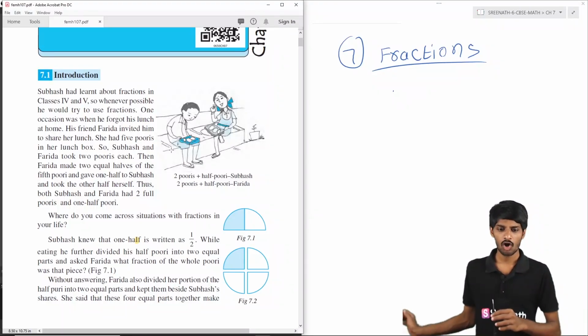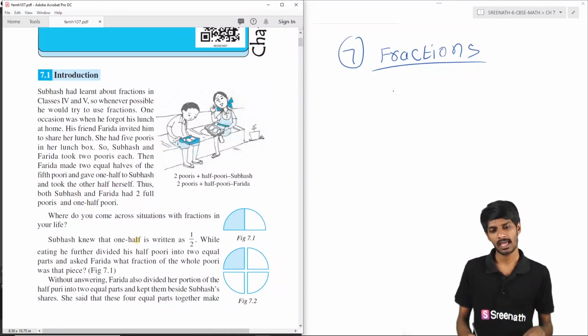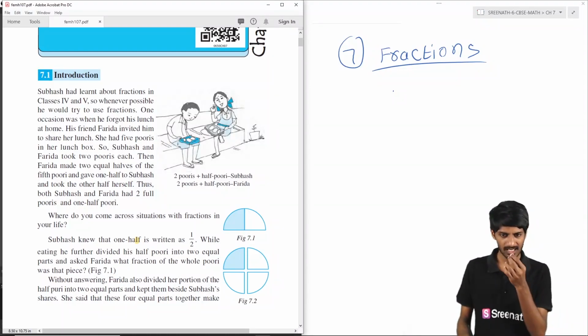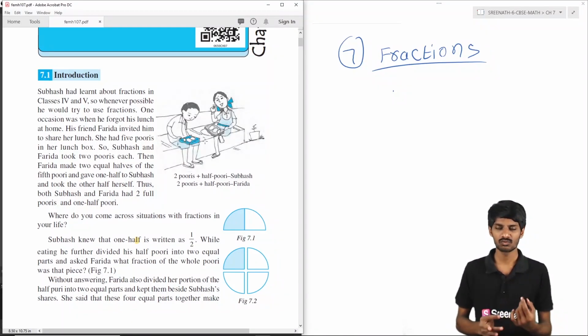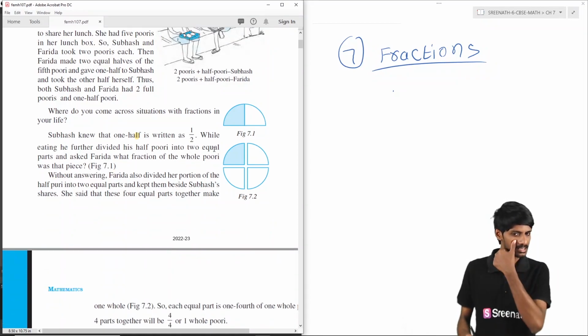So finally, how many puris does Subhash have? 2.5 puris. And how many puris does Farida have? She also has 2.5 puris, students. So here is an occasion where we can express this in the form of a fraction, students. Okay. So next there is another situation.